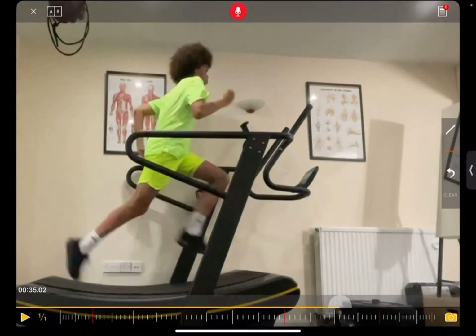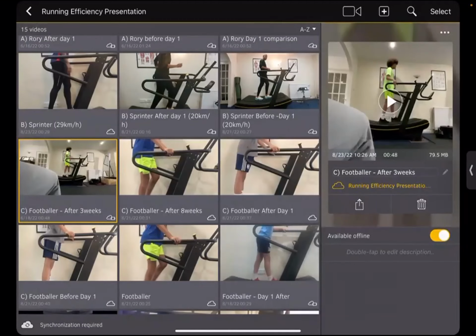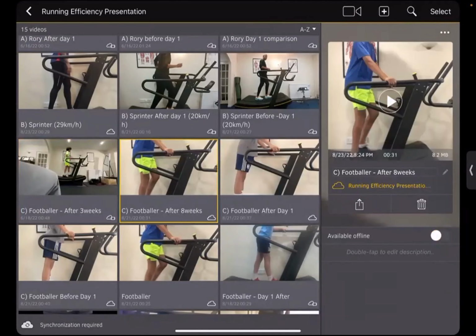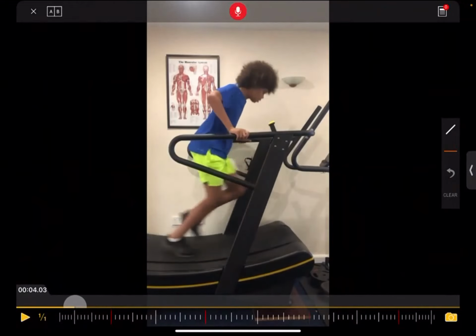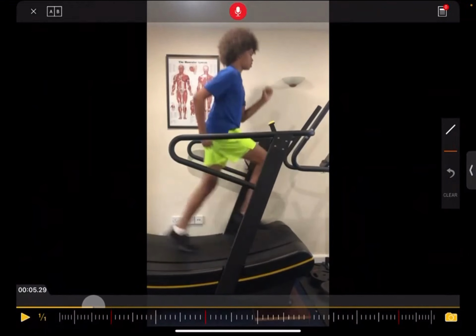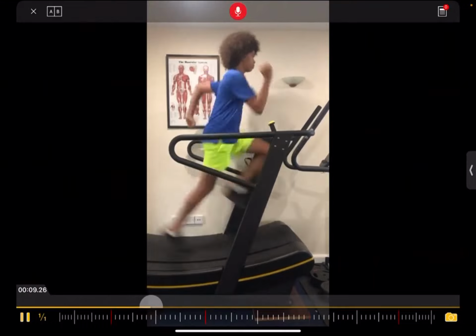Because, well, there you go. He couldn't hold it for that long either. And we're going to move on to 8 weeks later. So 8 weeks later, after working on a lot of those things, bear in mind, we had him at 18 kilometers an hour when he first started. 8 weeks later, he's now at 27.7 kilometers an hour. And this is him moving now.